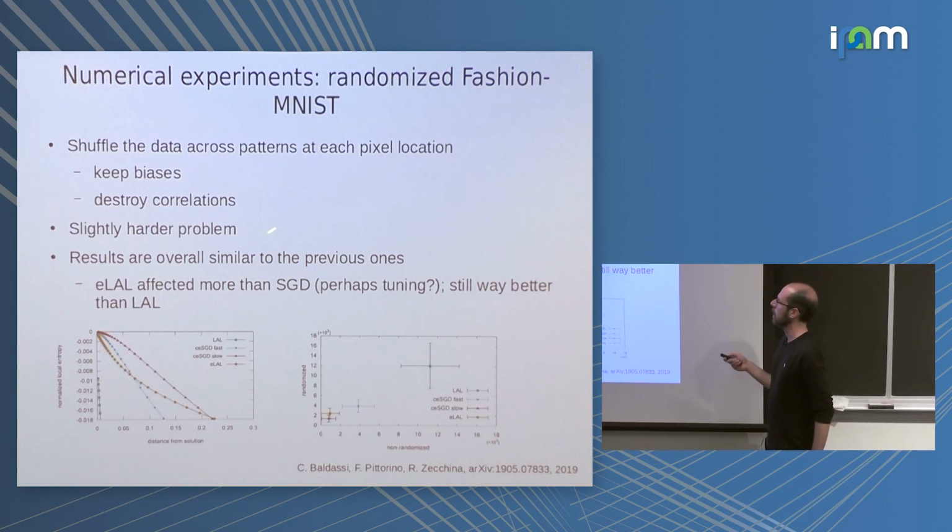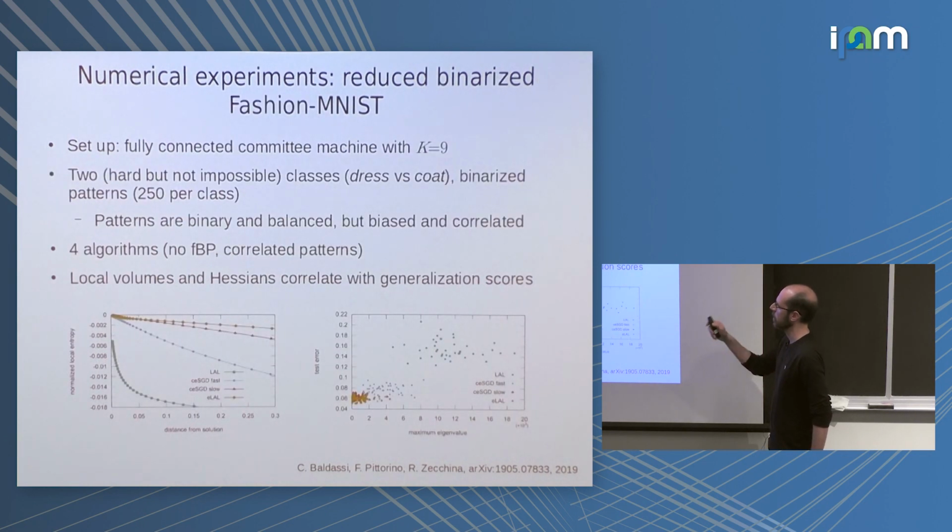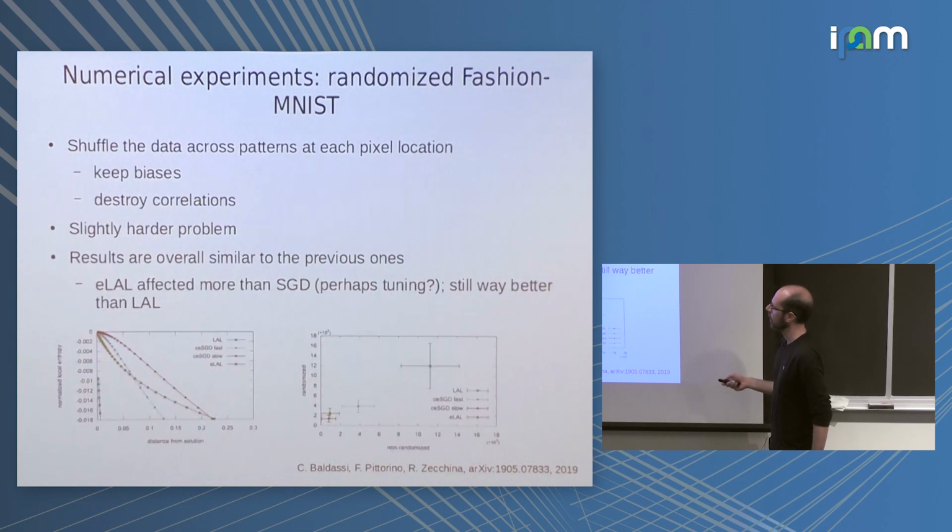So finally, what we did was we took exactly the same data as before with the same setup, with the same algorithms, with the same parameters, everything is the same. But what we did was we took the patterns, and for each pixel, we shuffled them across the patterns. So we just take one pixel in one pattern and send it to the corresponding position in a different pattern and so on. So what this does is that all the biases are kept, but all the correlations are destroyed.